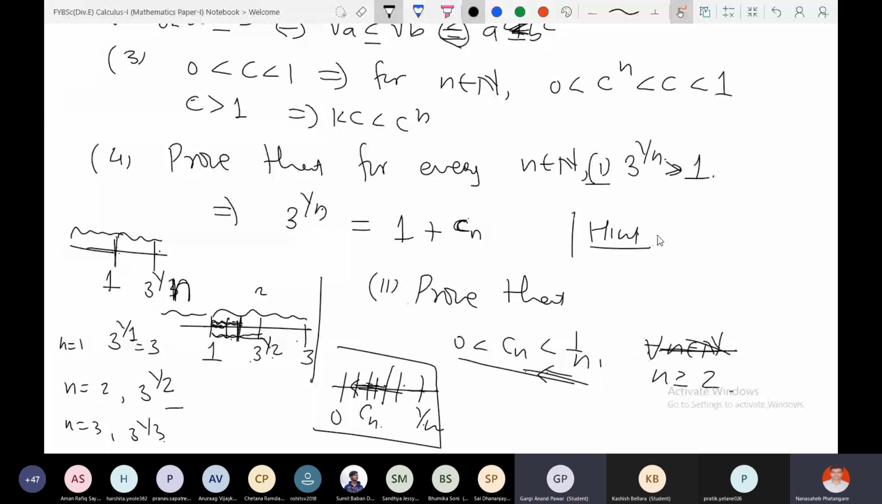From the previous discussion, 3 raised to 1 by n is greater than 1, that you can check. What is the previous discussion? If 3 raised to 1 by n is less than or equal to 1, and you take the n power, then 3 will be less than or equal to 1. That is a contradiction. So this part is clear.